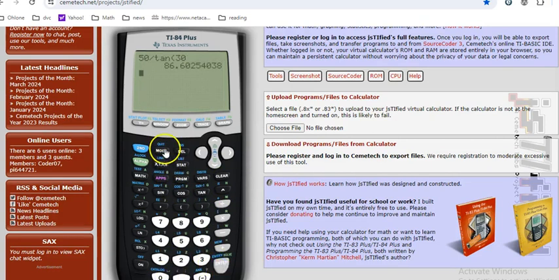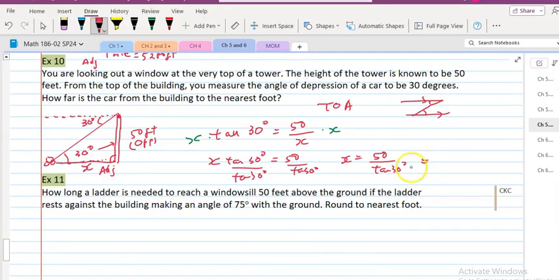And when you do this, you want to make sure that your calculator mode is in degree. If it is in radian, it doesn't work. 86.6. Is it in feet? It's feet. Okay, so this is 86.6 feet.